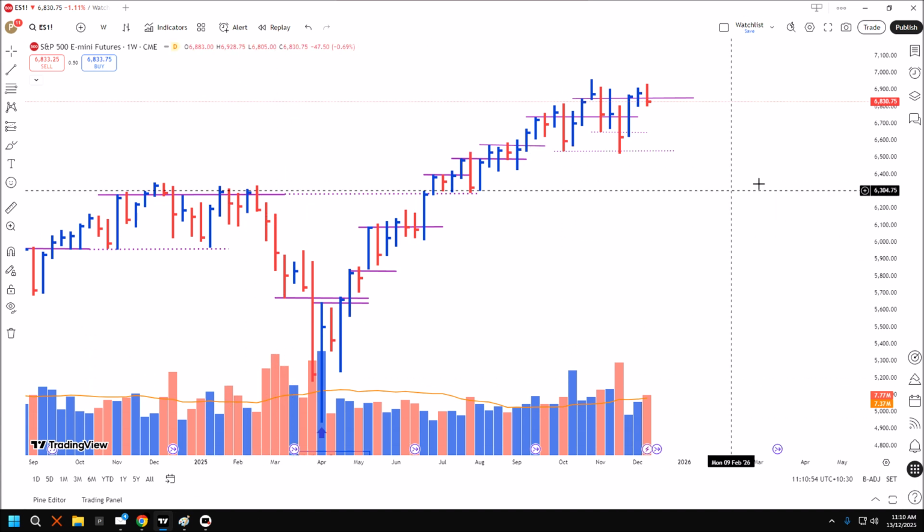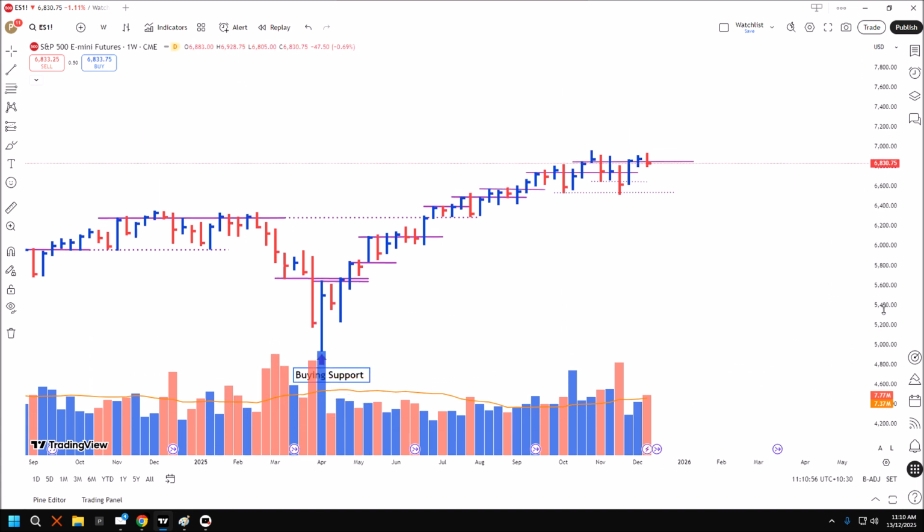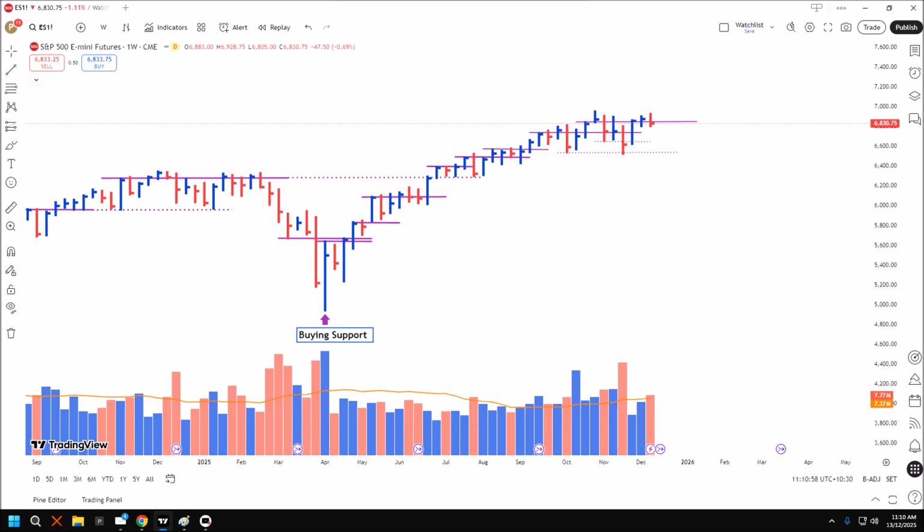Next chart is the E-mini S&P. This is S&P 500 index futures. They pretty much traded sideways in consolidation mode this week. There was no real intent being shown by the market. Price was up a little higher earlier in the week and drifted lower towards the end of the week.